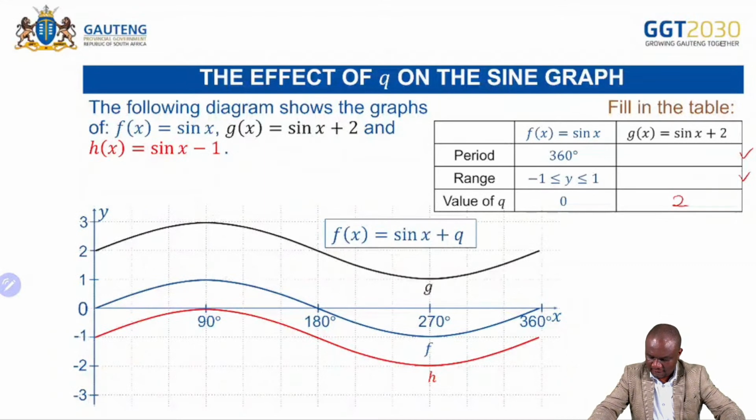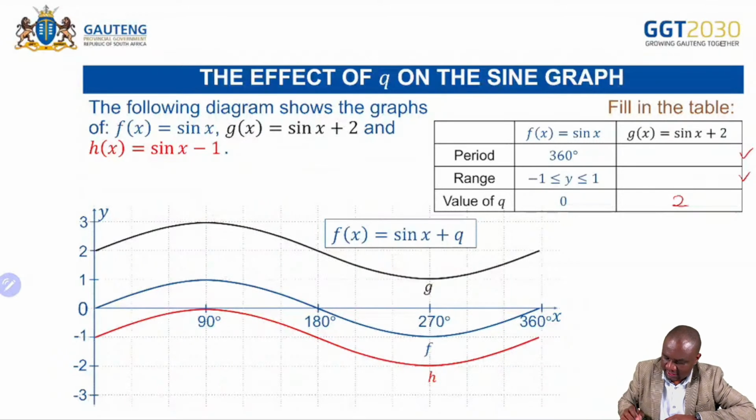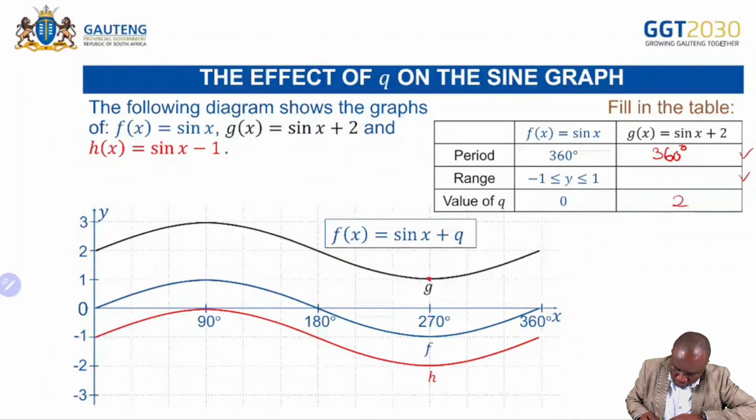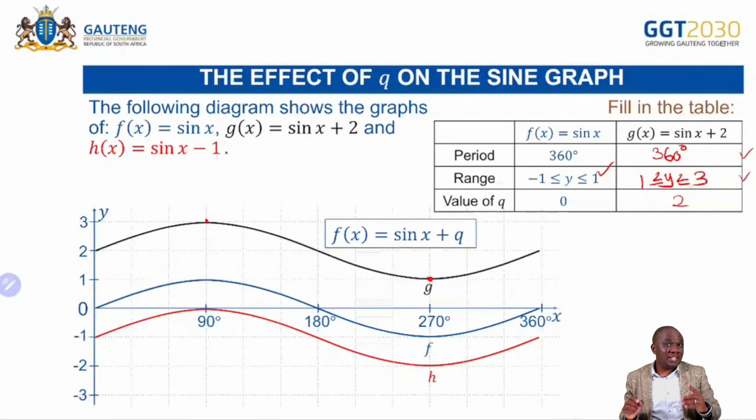Welcome back, grade 10. Now, does the period change because of a change in the value of q? No, it doesn't change. What about the range? Now the range is from 1 to 3. So meaning that, let me use this format: y is greater than or equal to 1, but less than or equal to 3. Do you see that the range changes? So the q value will change the maximum value, the minimum value, and the range. The amplitude is not changed. The period is not changed.